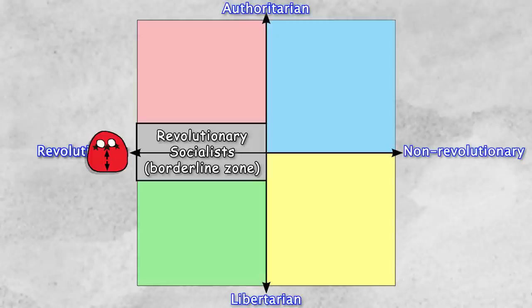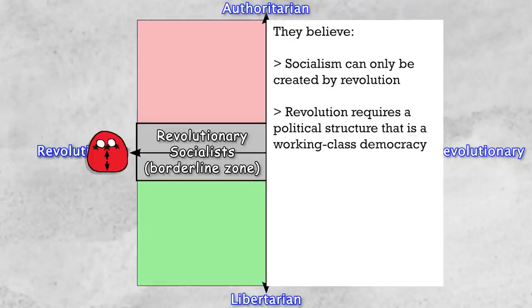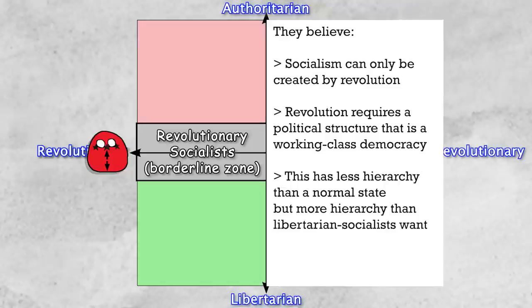And finally, revolutionary socialists in the border zone. They believe that socialism can only be created by revolution, and that revolution requires a political structure that is a working-class democracy, which may or may not be called a state. And this political structure has less hierarchy than a normal state, but more hierarchy than the political structures that libertarian socialists want.